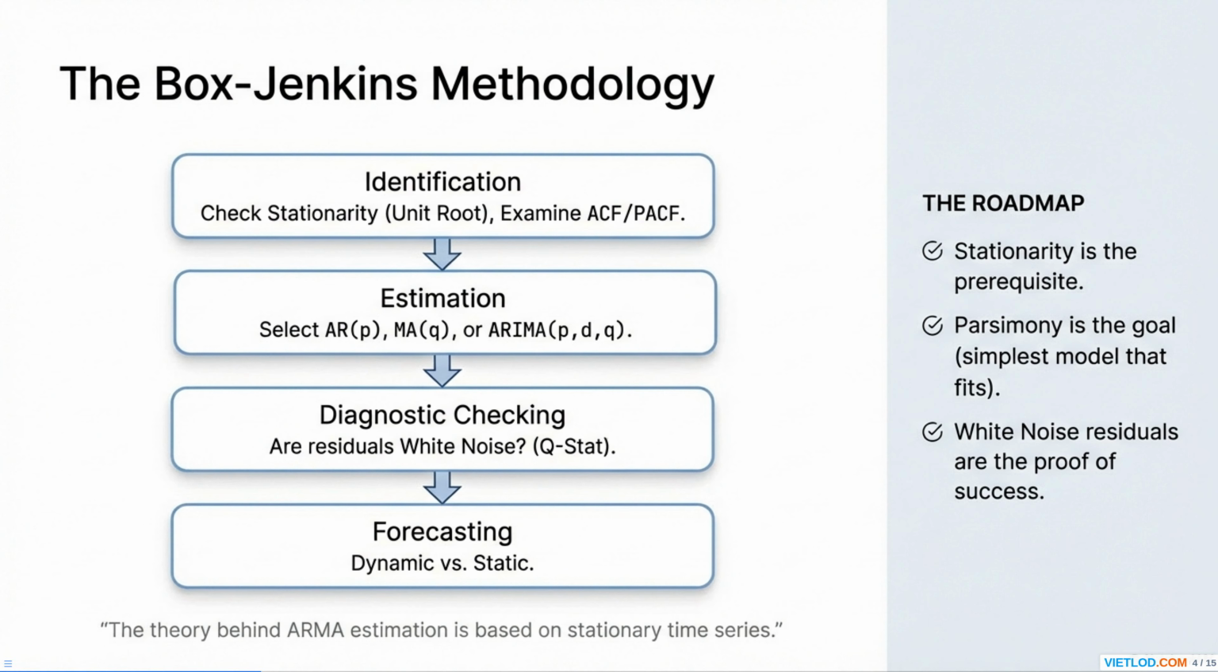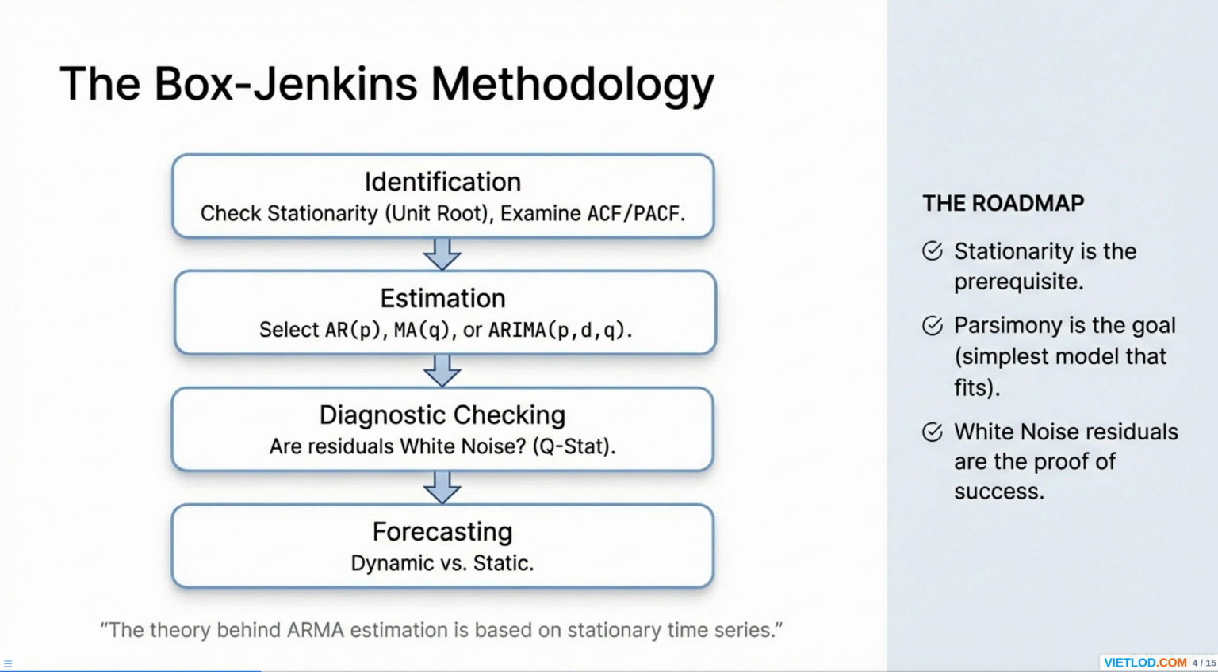The Box-Jenkins methodology provides a systematic, four-step approach for building robust time series models. It begins with identification, where we assess the data for stationarity using tests like unit root tests, and examine the autocorrelation and partial autocorrelation functions to understand the underlying patterns. This is crucial because stationarity is the prerequisite for reliable ARMA estimation.